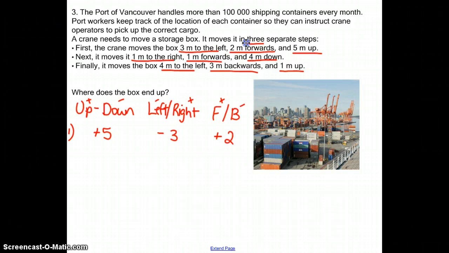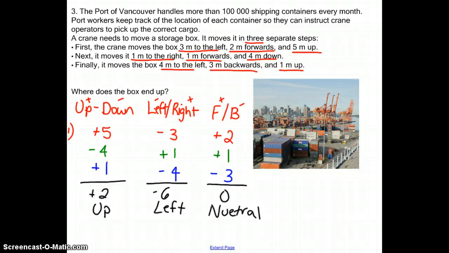Then the second step, it moves 1 meter right, so +1. It moves 4 meters down, so -4. And it moves 1 meter forward, so +1. Then your last step, it moves 4 meters left, 3 meters backwards, and 1 meter up. So where did this end up? When we combine these, you find that in all, you moved 2 up, 6 left, and 0 forward and backwards.